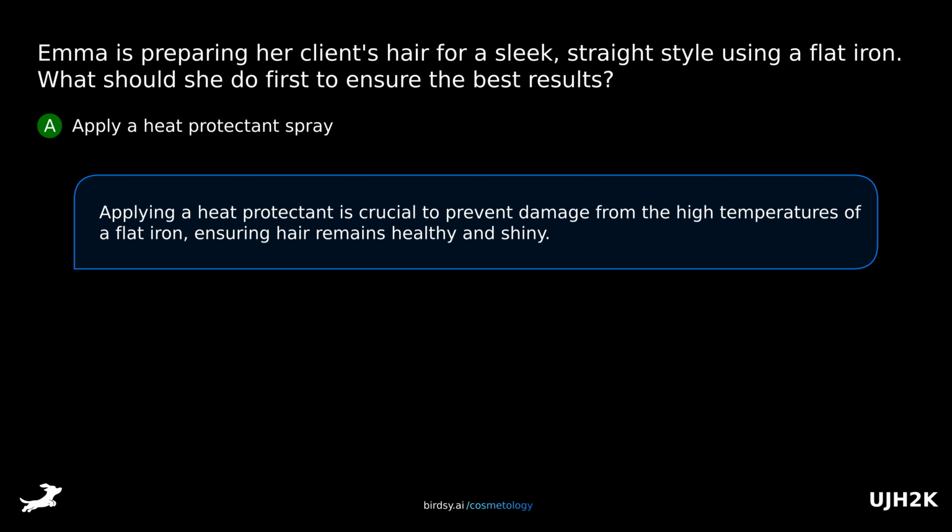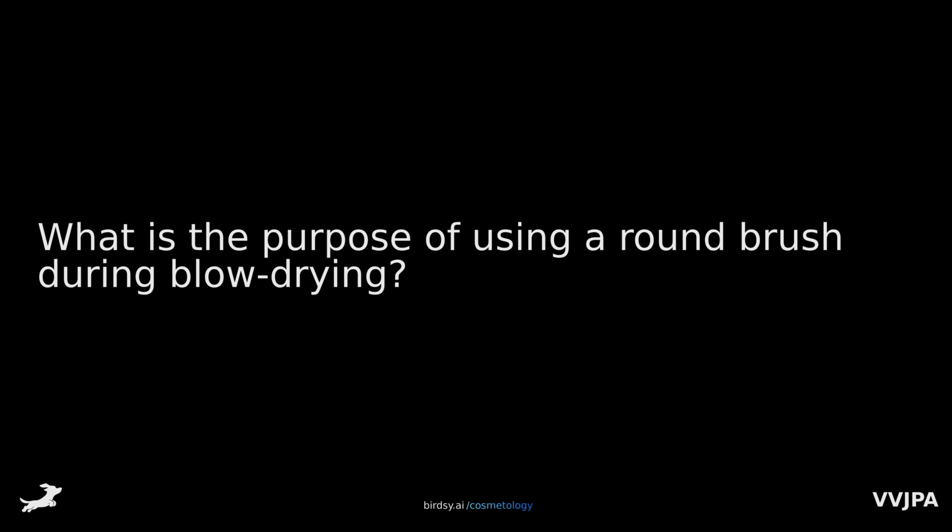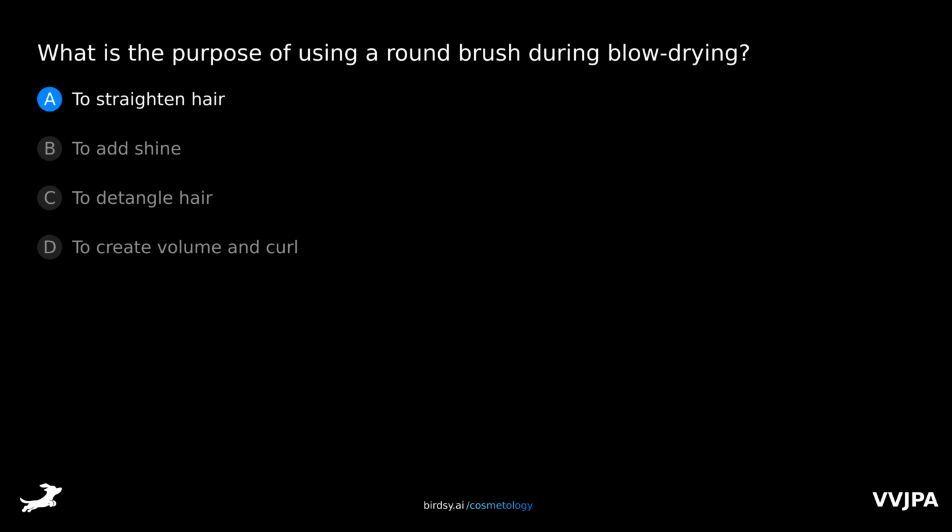Applying a heat protectant is crucial to prevent damage from the high temperatures of a flat iron, ensuring hair remains healthy and shiny. What is the purpose of using a round brush during blow drying? Is it A, to straighten hair? B, to add shine? C, to detangle hair? Or D, to create volume and curl? The answer is D, to create volume and curl.